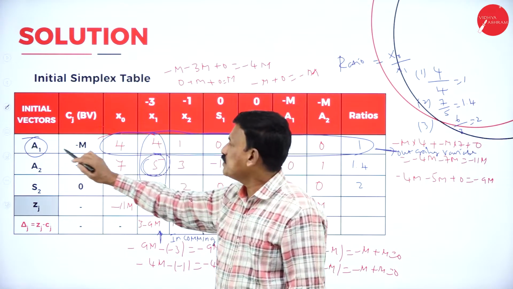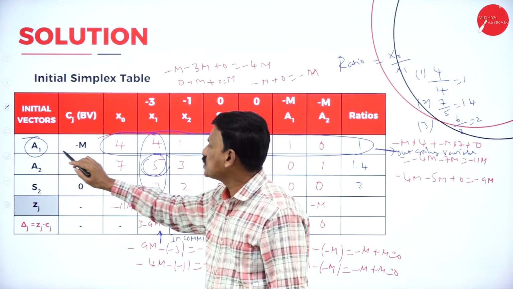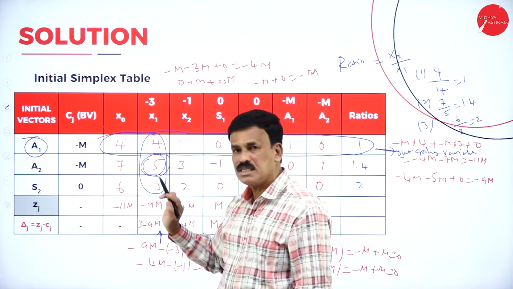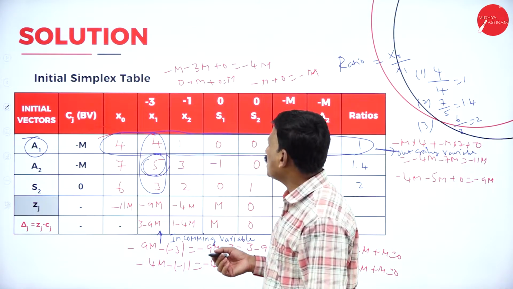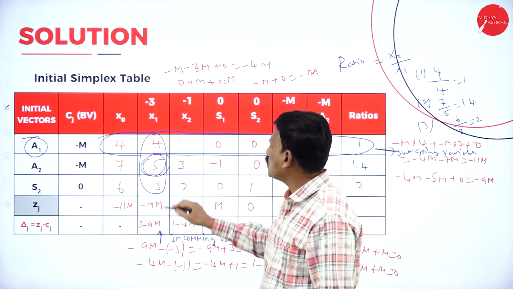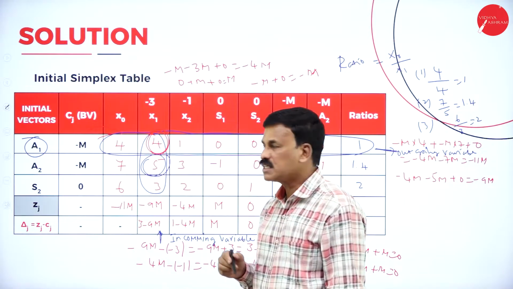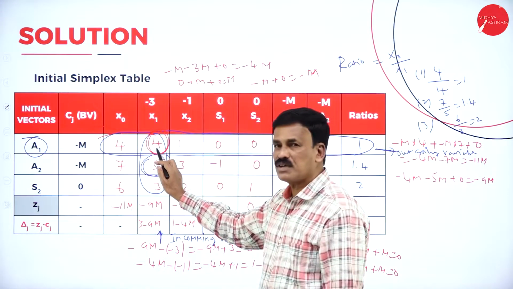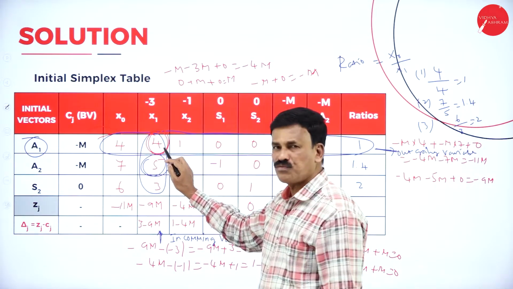So a1 is replaced by x1 and a2, s2 are as it is, and the coefficient of x1 is minus. So this becomes minus 3, minus M and 0. And the very important step is to convert the key element. What is the key element here? The intersection of the key row and key column is 4. This element is to be converted. Convert this 4 as 1. So for converting this 4 as 1, we are going to divide this entire row by 4.